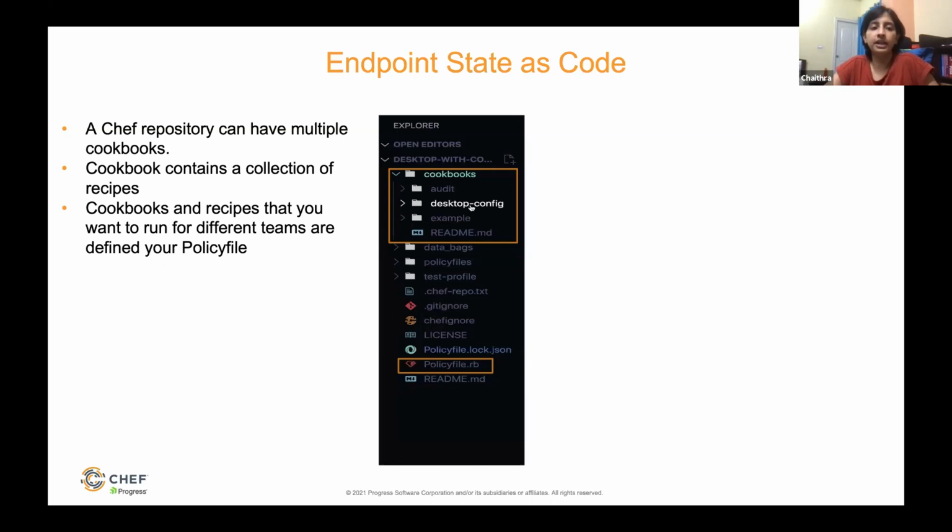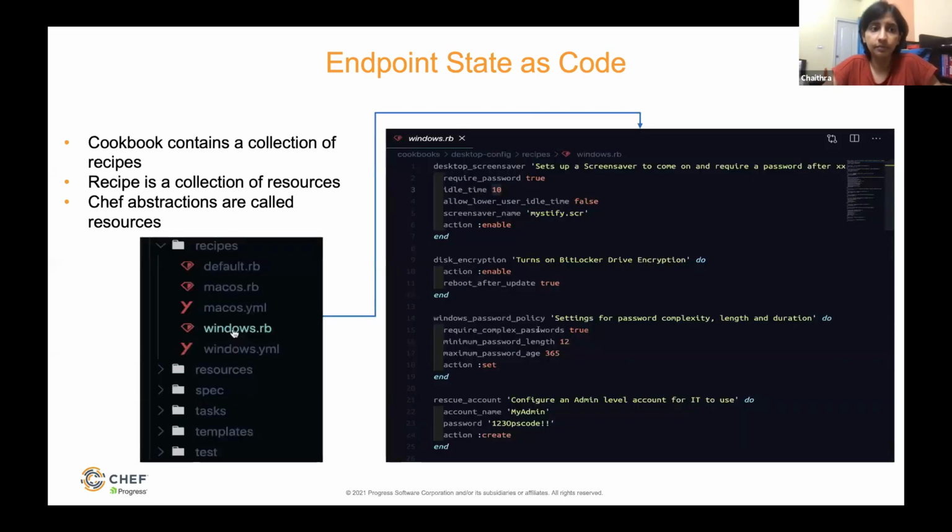A Chef repository can have multiple cookbooks, right? A cookbook contains a collection of recipes, and a recipe is where you define your endpoint configurations. Then you would want to run a bunch of recipes or cookbooks for a particular team. So there is a policy file in the Chef repo where you specify which cookbooks and recipes you want to run for a particular team or a particular group of users. And each cookbook, like I said before, can have multiple recipes, and each recipe would have multiple resources.